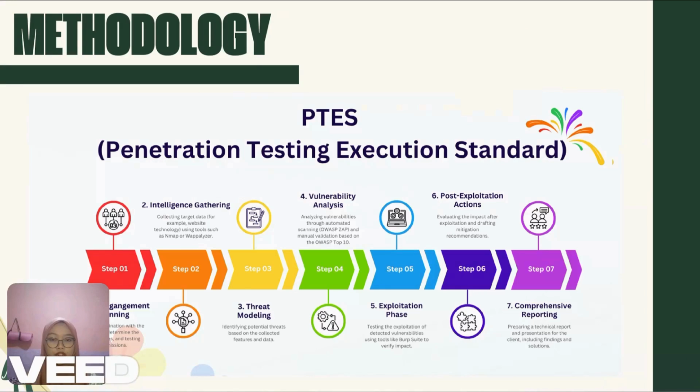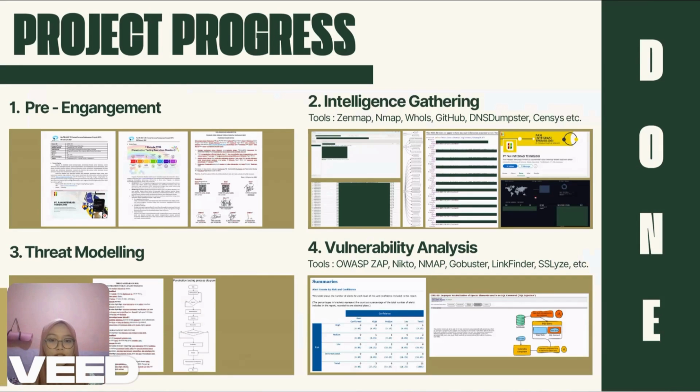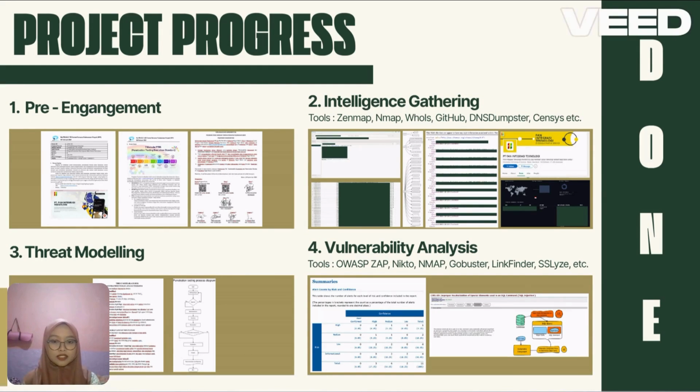As I've said before, we use PTES, or Penetration Testing Execution Standard, as the main methodology for our project. This includes 7 phases: pre-engagement, intelligence gathering, threat modeling, vulnerability analysis, exploitation, post-exploitation, and reporting. As you can see on the screen, up to this mid-semester, we have completed the first 4 phases, which are pre-engagement, intelligence gathering, threat modeling, and vulnerability analysis. Our latest progress is the vulnerability analysis phase. In this phase, we've identified several vulnerabilities which will be explained more by my teammate Reva.